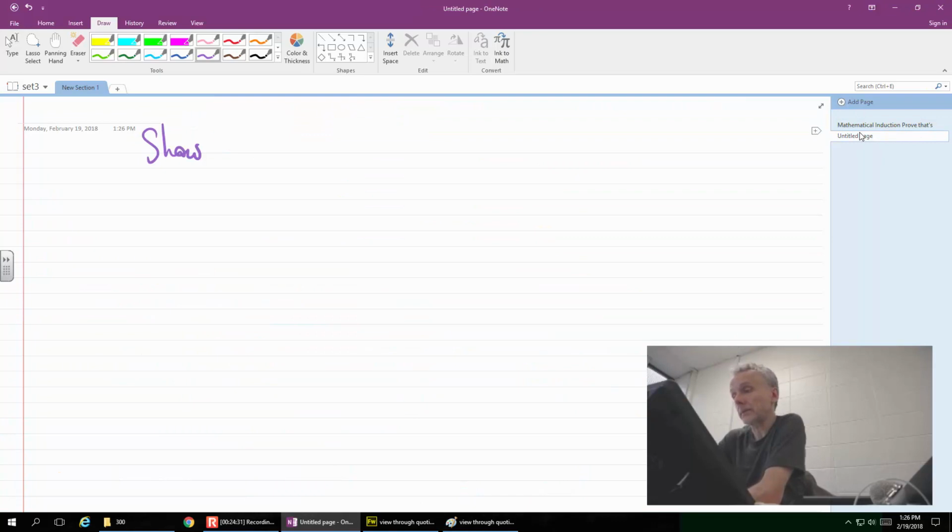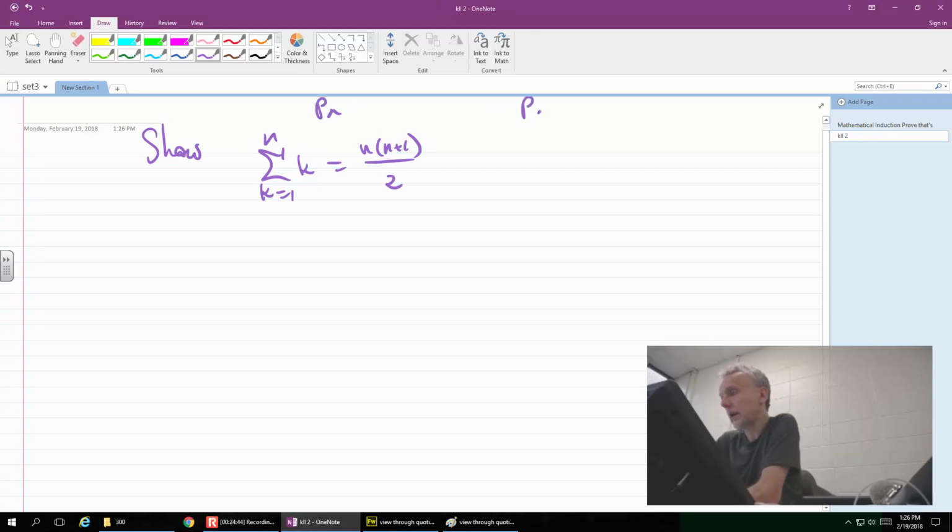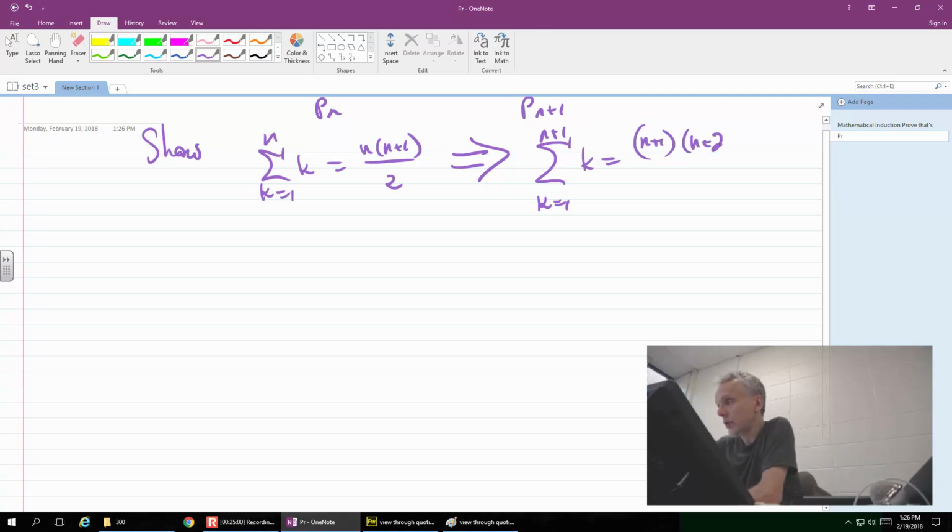So I'm rewriting the sum of k from 1 to n is equal to n times n plus 1 over 2. That's Pn. And here I'm carefully writing out Pn plus 1, replacing each n with n plus 1, that's all. So the summation of k from 1 to n plus 1 of k is equal to n plus 1, n plus 2 over 2.